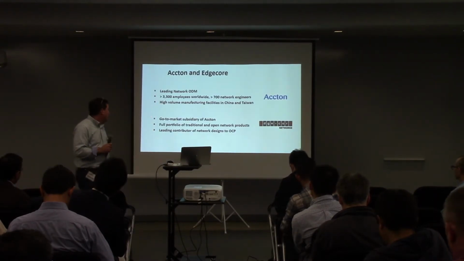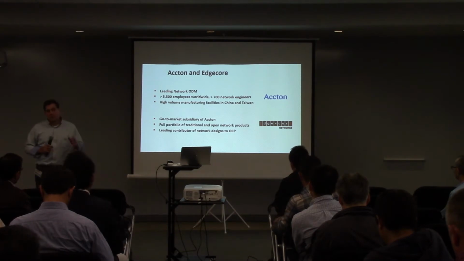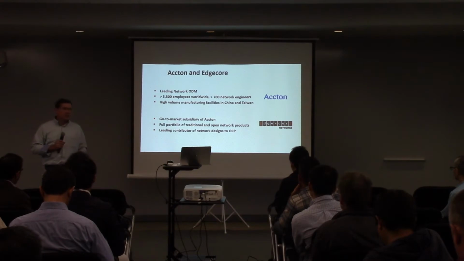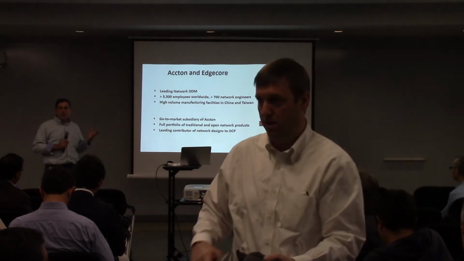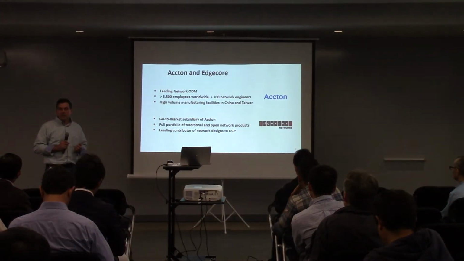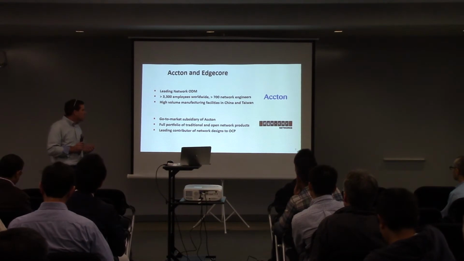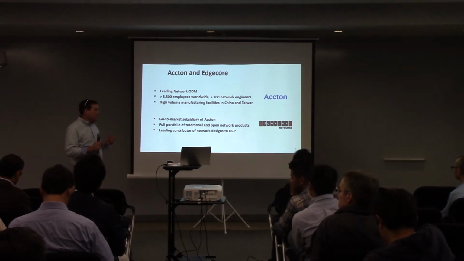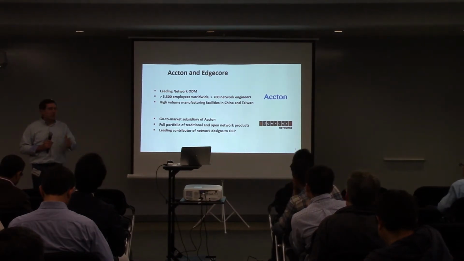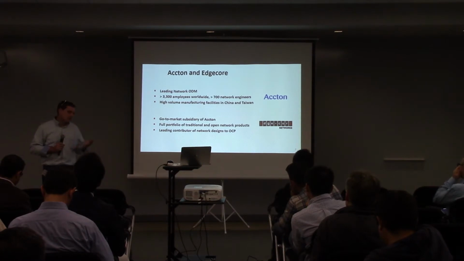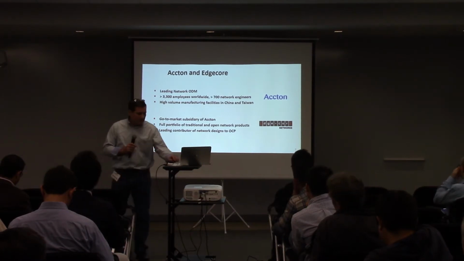Okay, so just a bit about who Edgecore is. You may hear Edgecore and Acton used interchangeably. Acton is the parent company. Edgecore is just a wholly owned subsidiary of Acton. Acton is a networking ODM, has been around 25, 30 years. It's very good at building networking products, needed a way to get their technology to market. Edgecore is simply just a brand name to get the technology to market. So if you think of it that way, it's very simple.